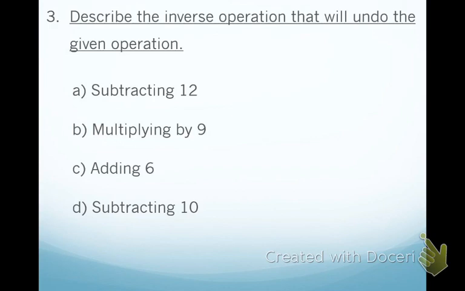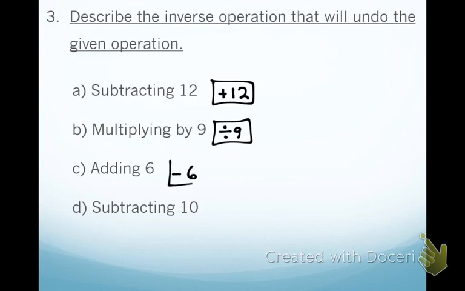The last thing we're going to look at tonight is this is asking us to describe the inverse operation that will undo the given operation. So what's the opposite of subtracting 12? Adding 12. Look at the next one. What is the opposite of multiplying by 9? Dividing by 9. What's the opposite of adding 6? Subtracting 6. And then finally, the opposite of subtracting 10 would be adding 10.